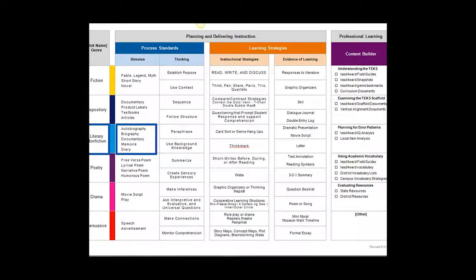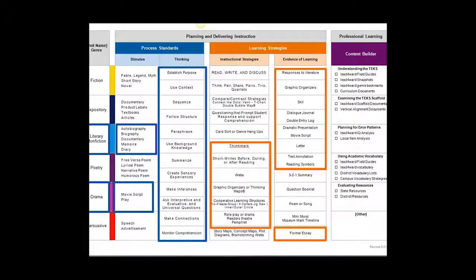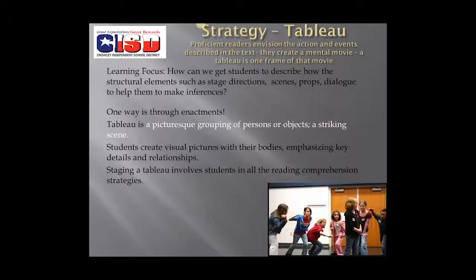For this unit, we're in literary nonfiction and drama. We're going to employ all levels of thinking in this unit. Evidences of learning could be anything from responses to literature to text annotations or a formal essay. And we're going to have students read, write, and discuss every day, as well as use graphic organizers and collaborative learning structures. The first strategy I want to share with you today is a strategy called Tableau.